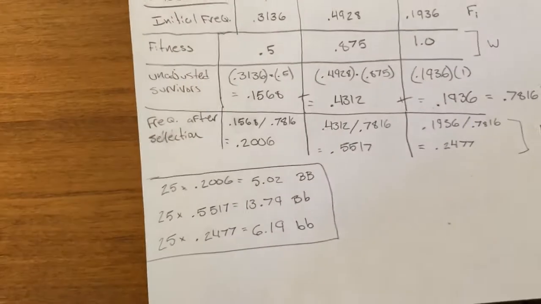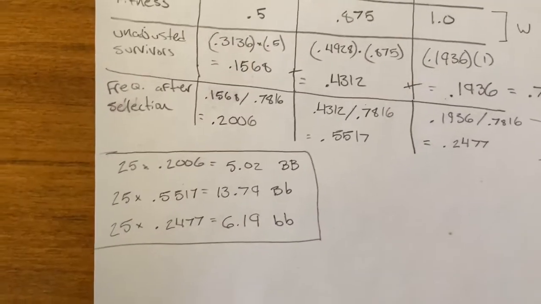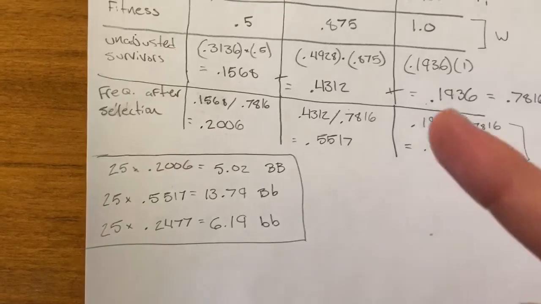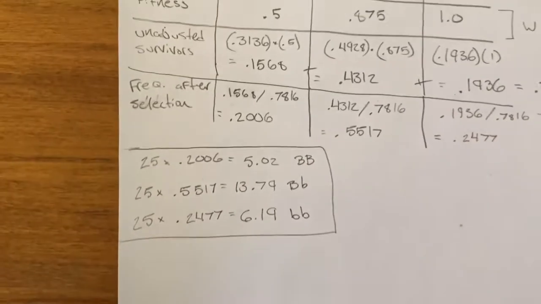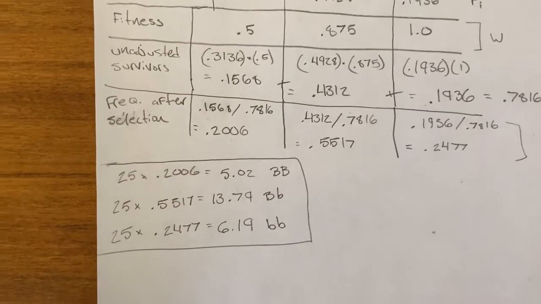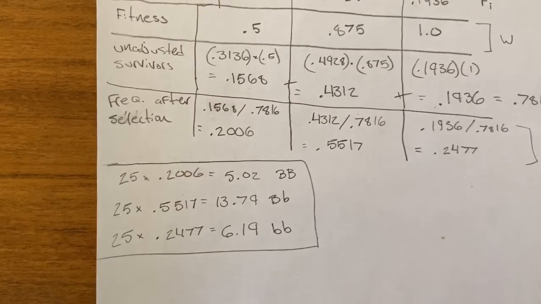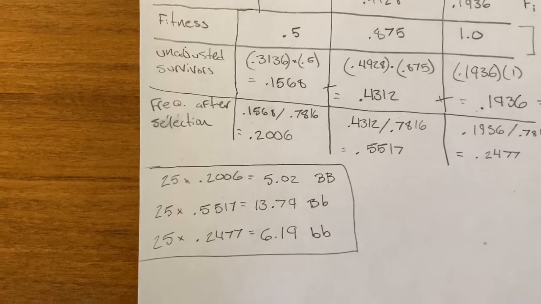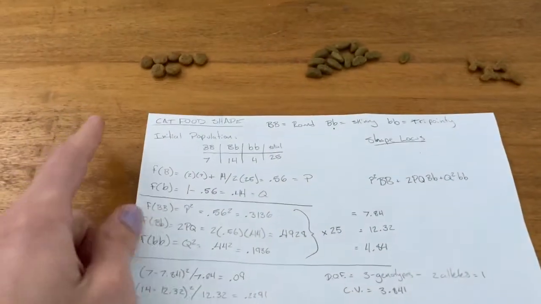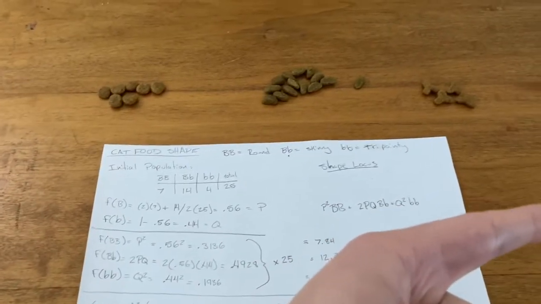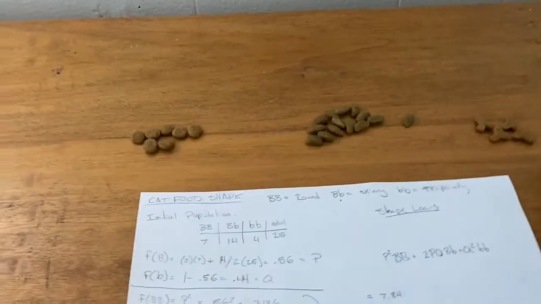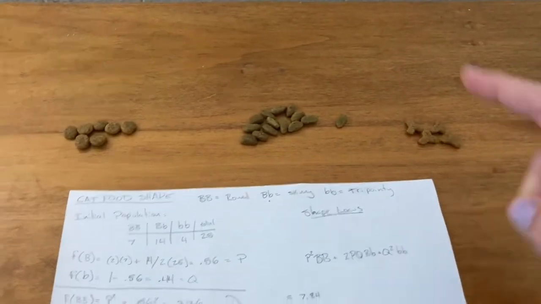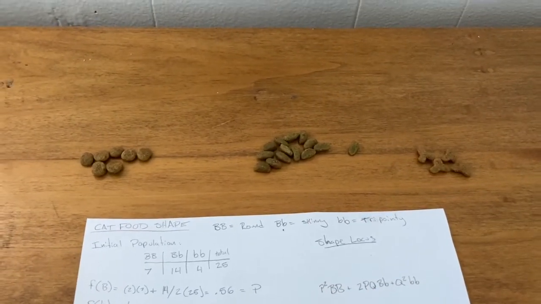And so if we take those genotypic frequencies after selection and multiply them back by our total population, we get these numbers for our genotypes within our new population. And so we've got 5, 13.79, and about 6.19. This indicates that there's going to be a shift from the round ones towards the pointy ones, because these ones are more fit to survive than the round ones that are going to be eaten by the evil sock monster.